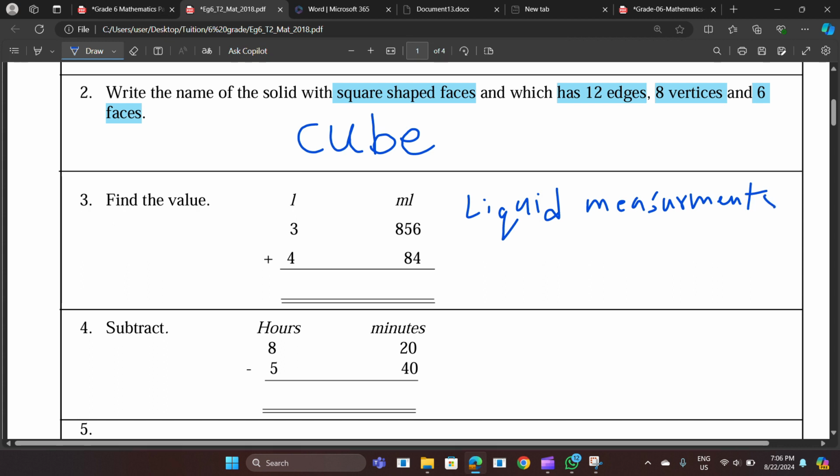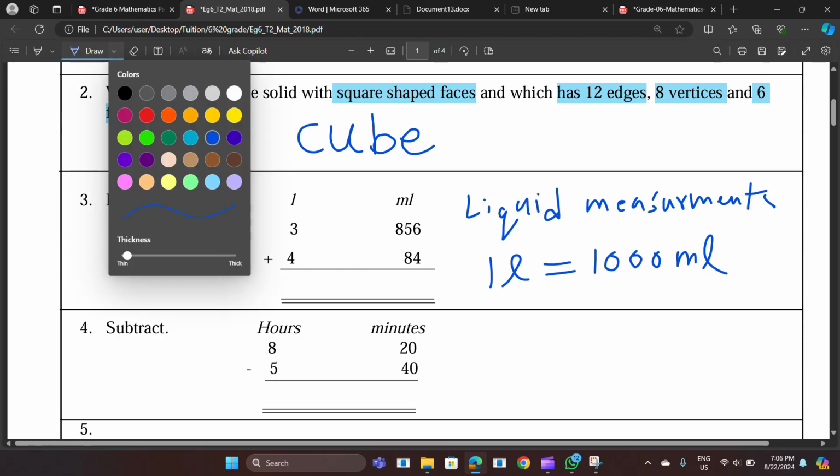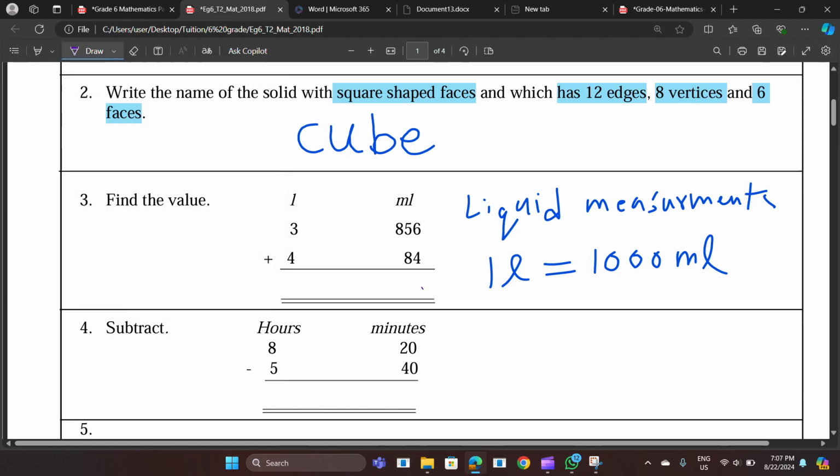Okay. So, 1 liter is equal to 1000 milliliters. Let's keep it in mind. Let's do regular adding. 6 plus 4 is equal to 10. 1 is going here. 8, 5, 13 and 14. There is also 1. 1 plus 8, 9.